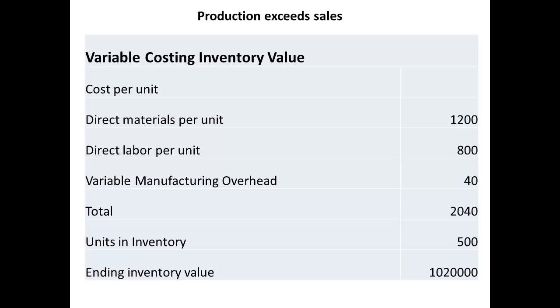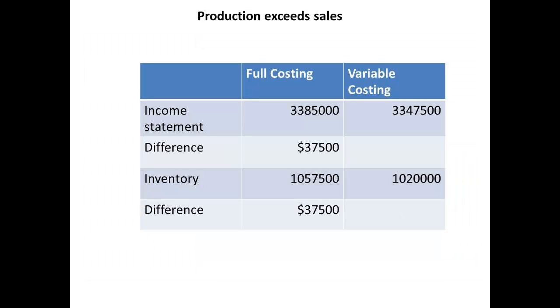When we do the calculation for variable costing, we have a figure of $1,020,000 as the value for inventory. We can see that the full costing gives a higher income of $37,500, and this figure equals the higher inventory value under this method. Remember that the lower figures for variable costing result from a part of the overhead being expensed in the period in which it occurs.